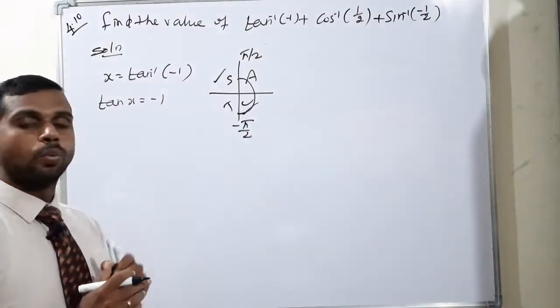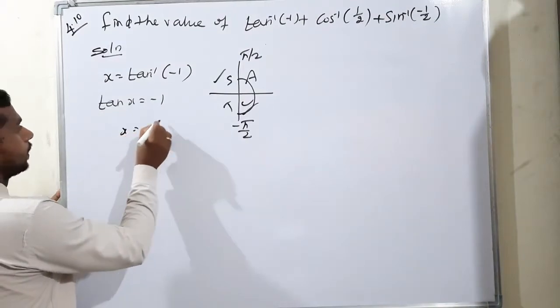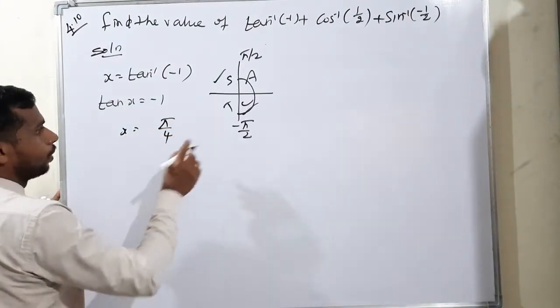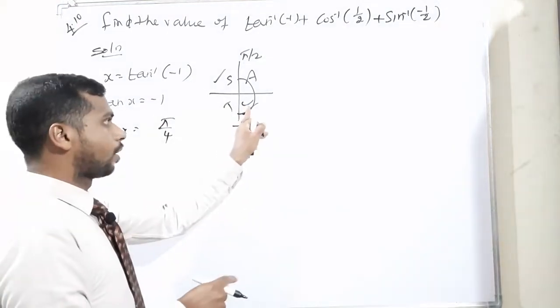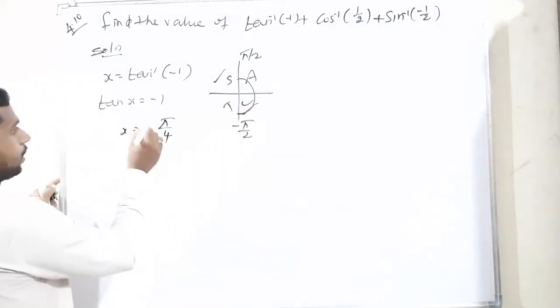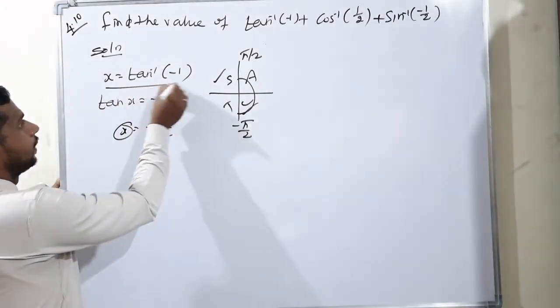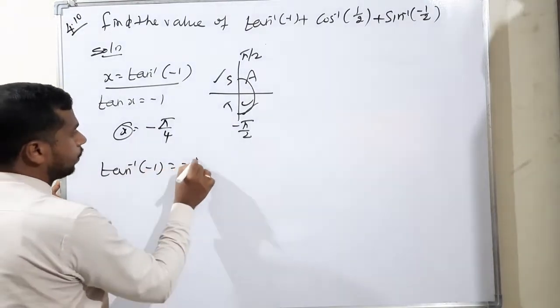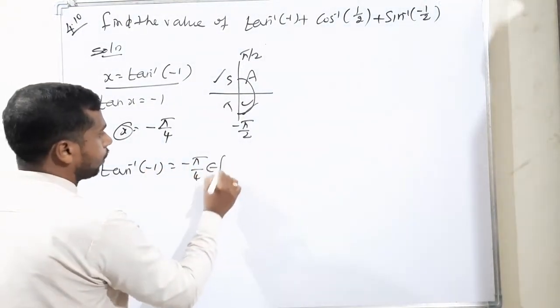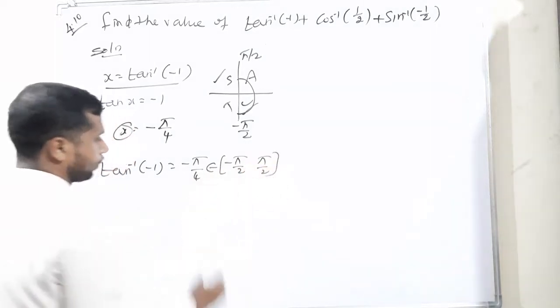What is the result for 1? Actually pi by 4, isn't it? So definitely x is equal to pi by 4, but according to the circle, tan will be in the fourth quadrant, where only cos is positive. So definitely we write negative pi by 4. Tan inverse of minus 1 is equal to negative pi by 4. It belongs to negative pi by 2 to positive pi by 2.